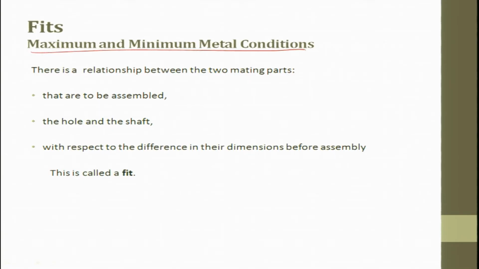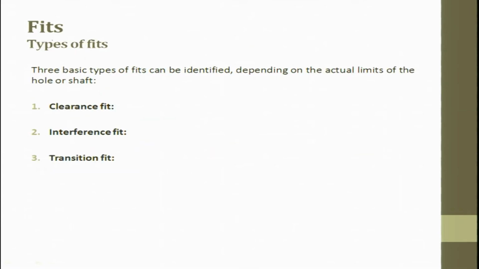So, in order to understand fits, we have already learned what is the maximum and minimum material condition. Now let us move towards the next topic, which is called fits. There is a relationship between 2 mating parts that are to be assembled. For example, you take a hole and a shaft. With respect to the difference in the dimensions before assembly, we always call this fits. There are 3 different types of fits. One is called clearance fit, the other one is called interference fit, the last one is called transition fit. Just go by the English meaning.